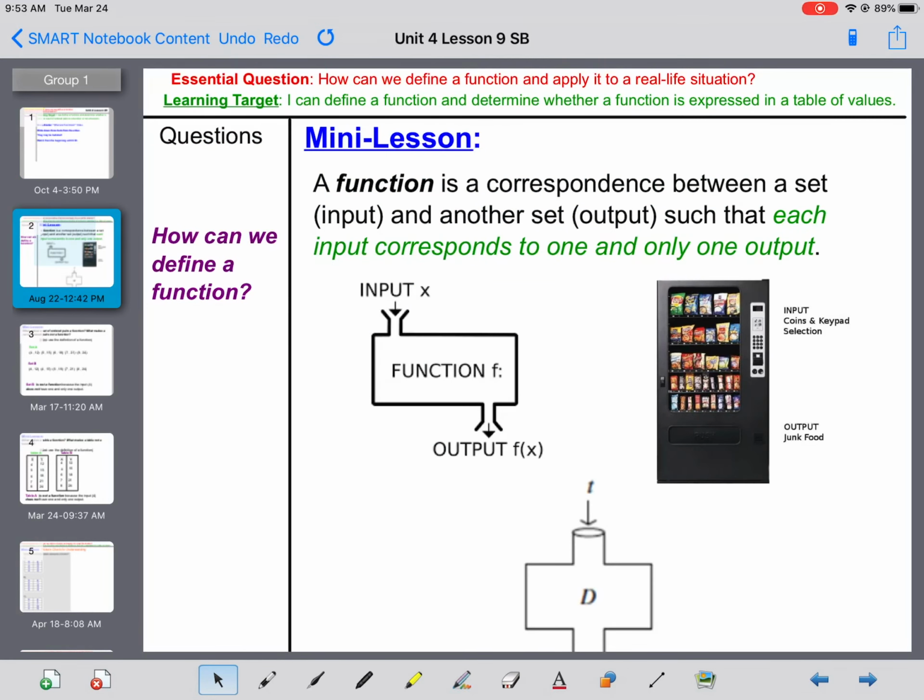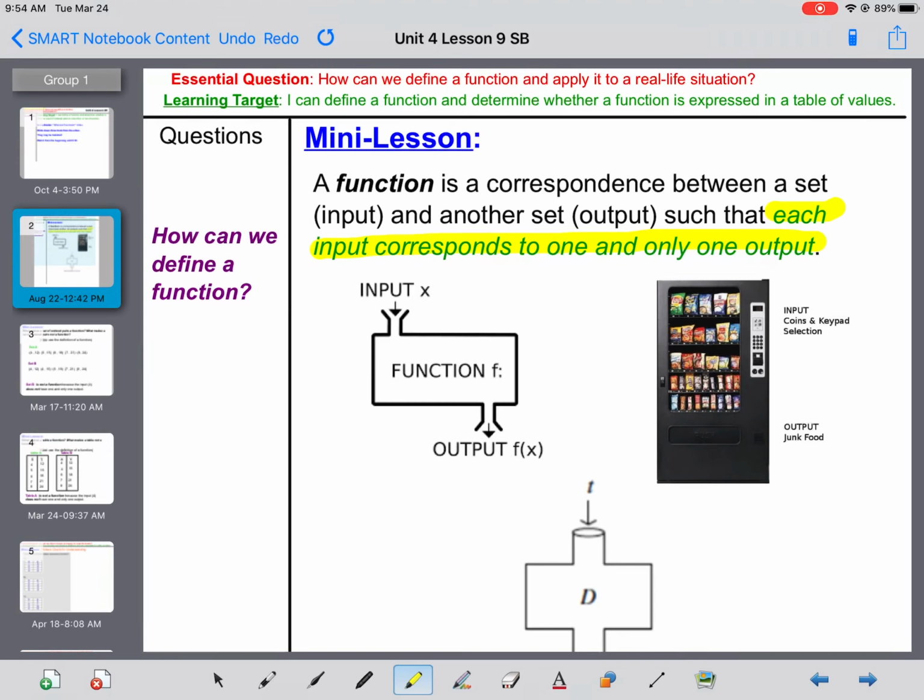The question in the mini lesson is, how can we define a function? The definition for a function is, a function is a correspondence between a set of inputs and another set of outputs, such that each input corresponds to one and only one output. And from the video, maybe it seemed a little clear, maybe it did not seem clear, but we're going to be clarifying this a little easier for you.